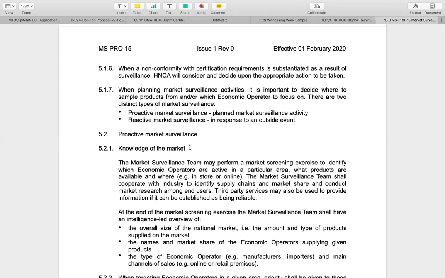On the proactive market surveillance, knowledge of the market. Here, the market surveillance team shall cooperate with the industry to identify their supply chains and market share and conduct market research among the end users. Third-party services may also be used to provide information if they can be established as reliable. You can use information from third-party sources to conduct the market surveillance as well.